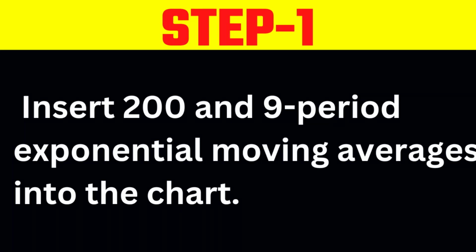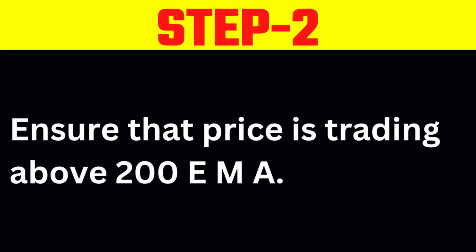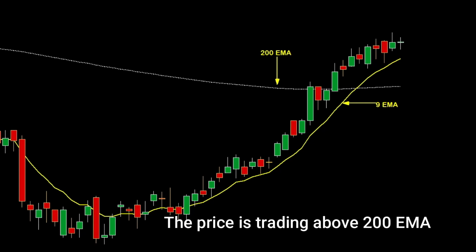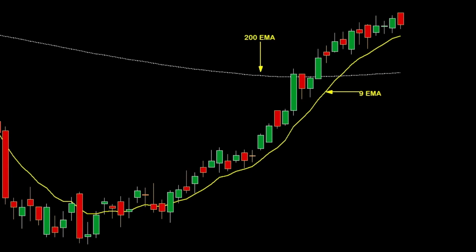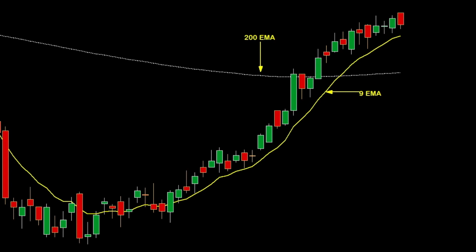Step 1. Insert 20 and 9 period exponential moving averages into the chart. Step 2. Ensure that price is trading above the 200 EMA. Step 3. Find a short-term downtrend, meaning the price should be trading above the 200 EMA but below the 9 EMA.